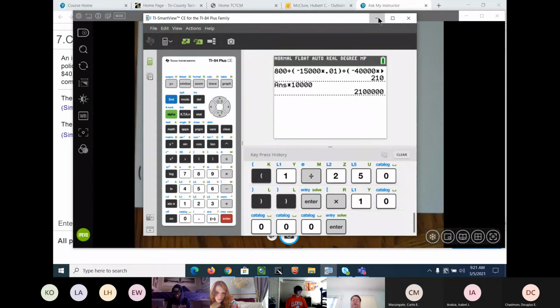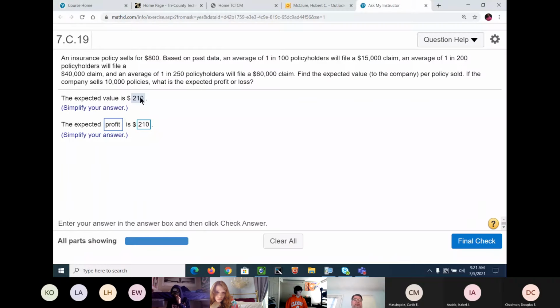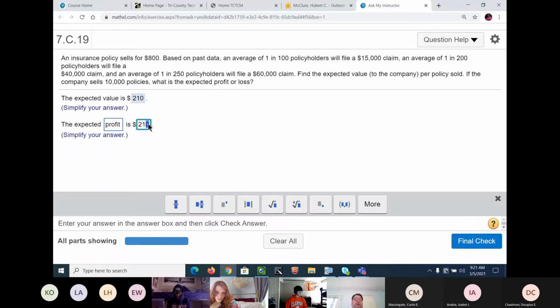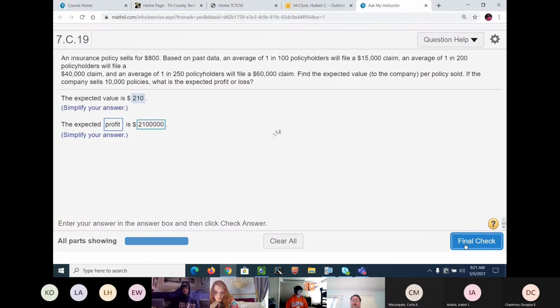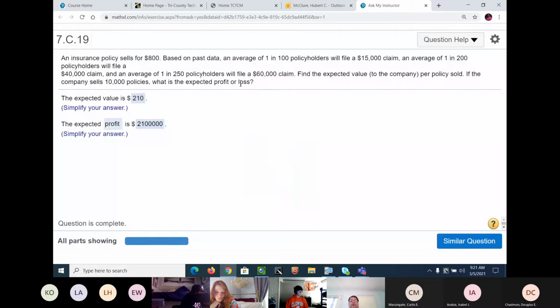So I don't know what they're asking. The expected value is 210. The expected profit is 210 or 2.1 million. So you almost had it. You just got to add a few zeros. 1, 2, 3. There we go. And let's see if we're correct. It's a miracle. So that's the standardized test question.